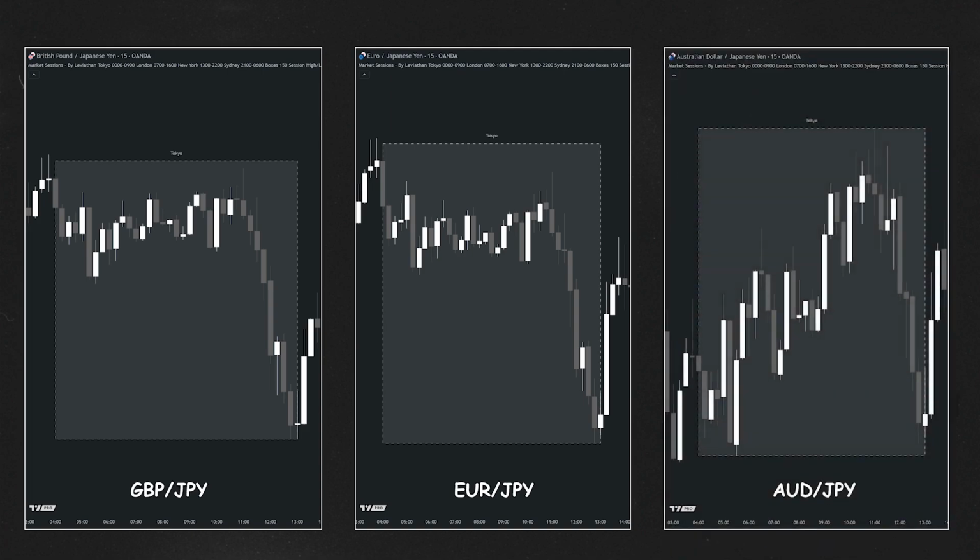However, if you look at Aussie yen, you'll see that its movement isn't as predictable as the other three. That's because both the Australian dollar and the yen are actively traded during the Asian session. This creates a kind of battle between the two currencies, leading to less clear price movement.